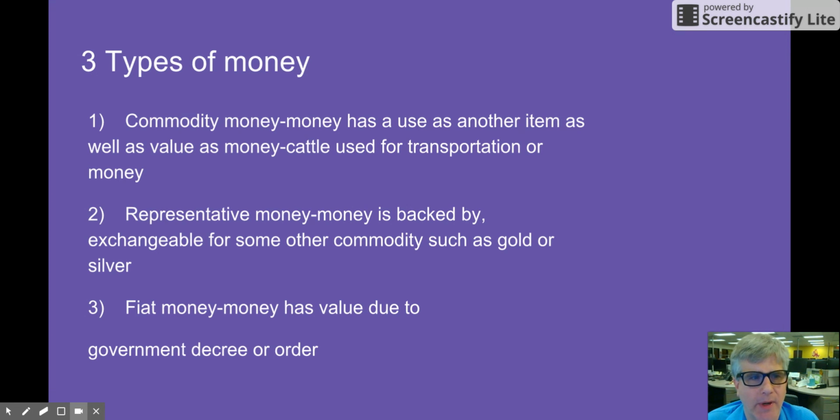There are 3 different types of money. There's commodity money, representative money, and fiat money. Commodity money is where money has a value, has another use as another item, as well as the value as money. So cattle can be used for transportation, could be used for meat, and also can be used for money. Representative money is backed by or exchangeable for some other commodities such as gold or silver. So you can take your dollar and go to the bank and get gold or silver for it, or basically each dollar represents so much gold or silver in notes. Fiat money means the money basically has its value due to government decree or order. Government says it's worth $1, it's $1, and that's what we have currently today.